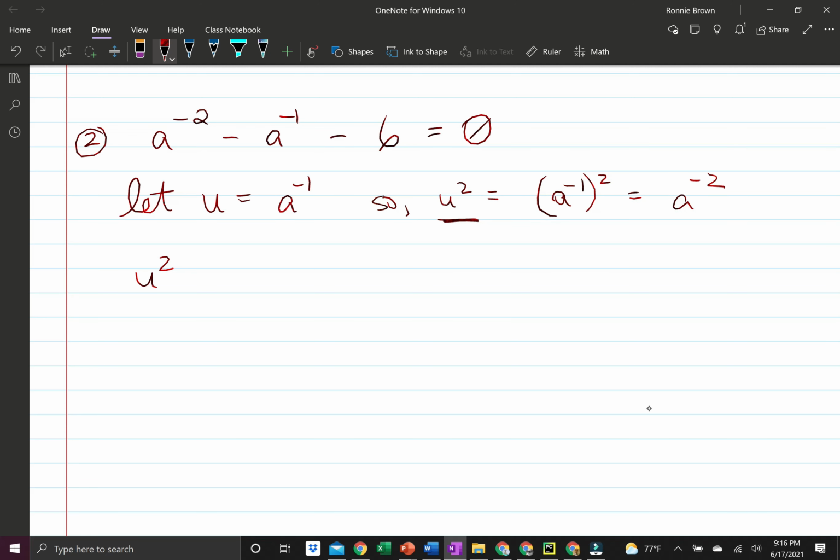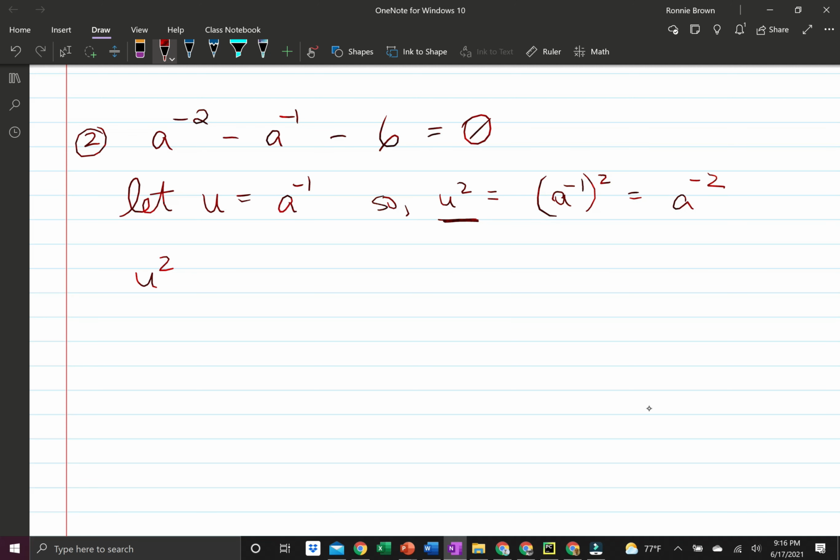Right? So I'm saying what times what makes 6, and those same two numbers have to add up to make this negative 1 that's in front of the u. So what times what makes 6? Okay, we would think 6 times 1. 6 times 1 makes 6, but if we add or subtract 6 and 1, we won't get this negative 1 here. So I would try two other factors. Let's try 3 and 2. 3 times 2 is 6, and 3 and 2, if we add or subtract, will get us this negative 1.